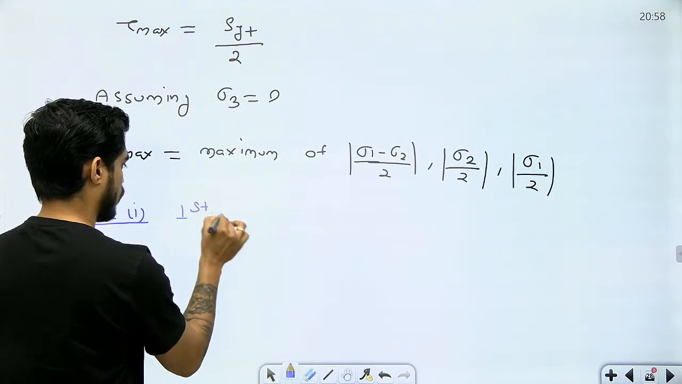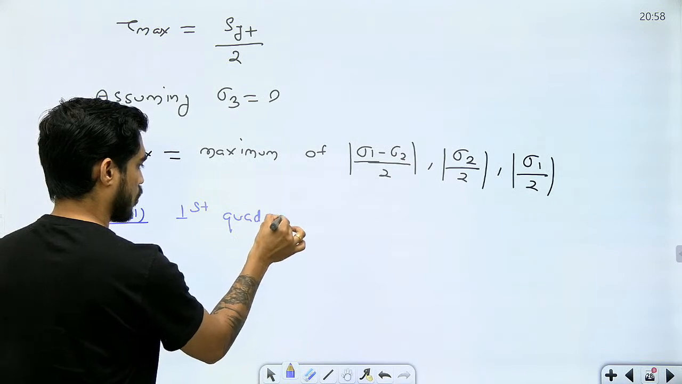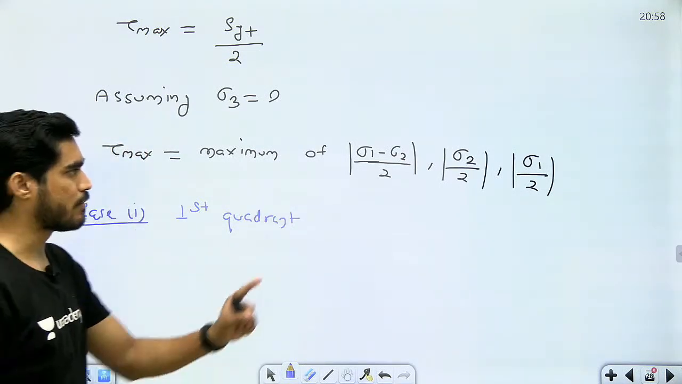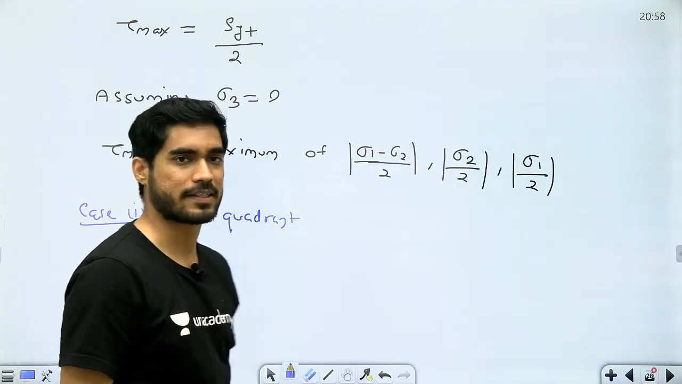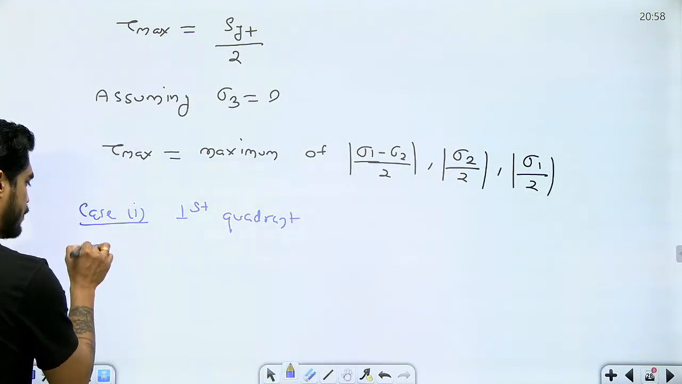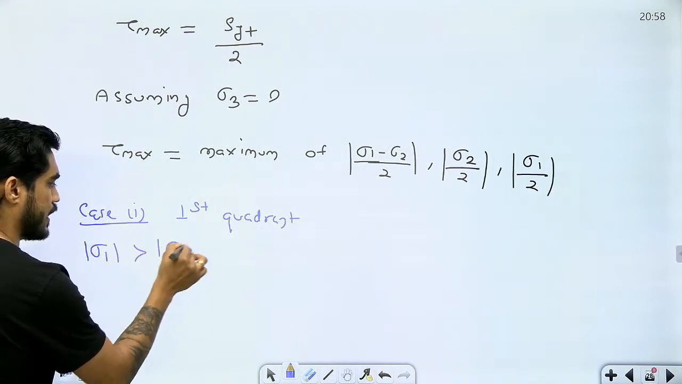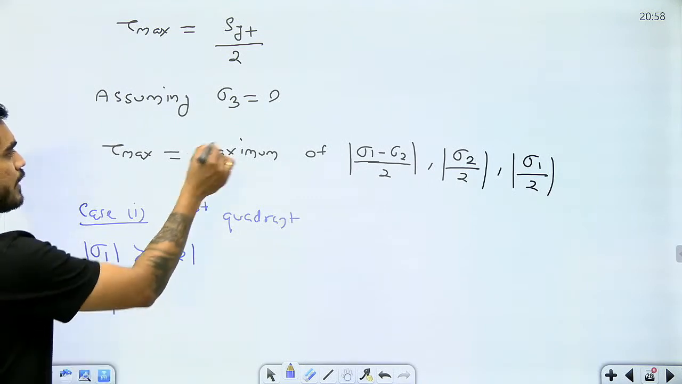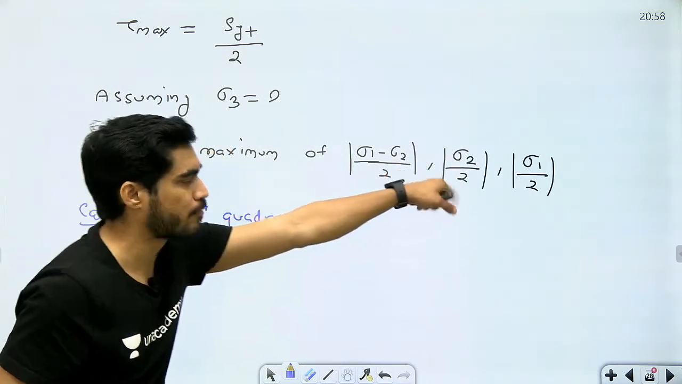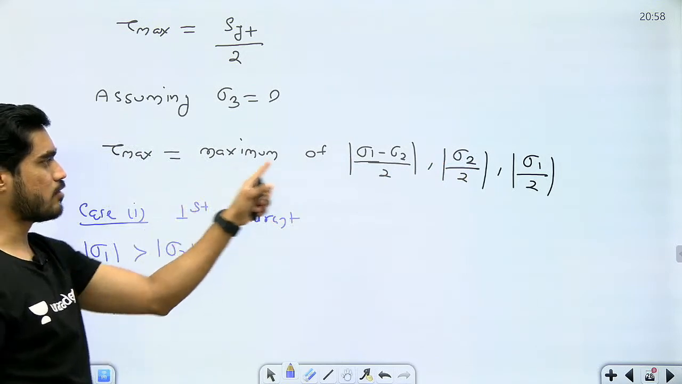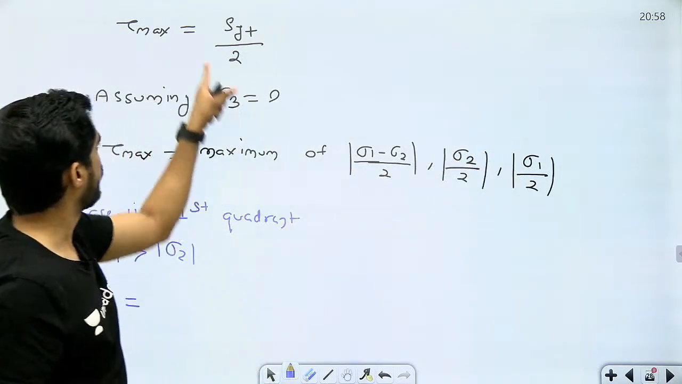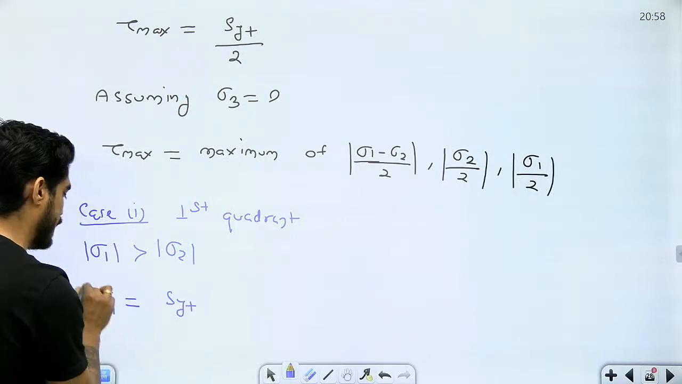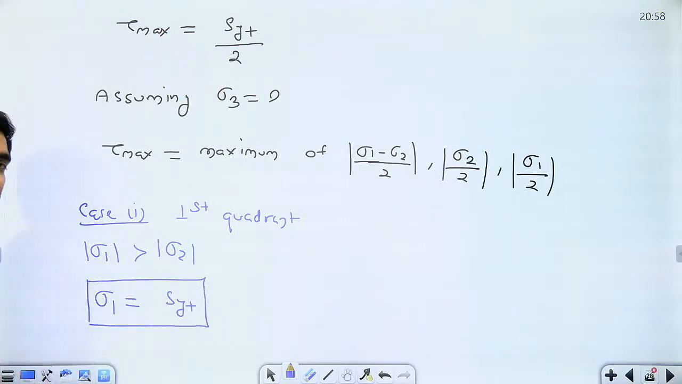Okay, फर्स्ट क्वाड्रेंट. Okay, so in first quadrant either sigma 1 will be maximum or sigma 2 will be maximum. So if sigma 1 is greater than sigma 2, then what will be the relation? Sigma tau max will be sigma 1 by 2, है ना. tau max क्या हो जाएगा? Sigma 1 by 2. So this will become sigma 1 by 2 equal to syt by 2. So I will get sigma 1 equal to syt, है ना.